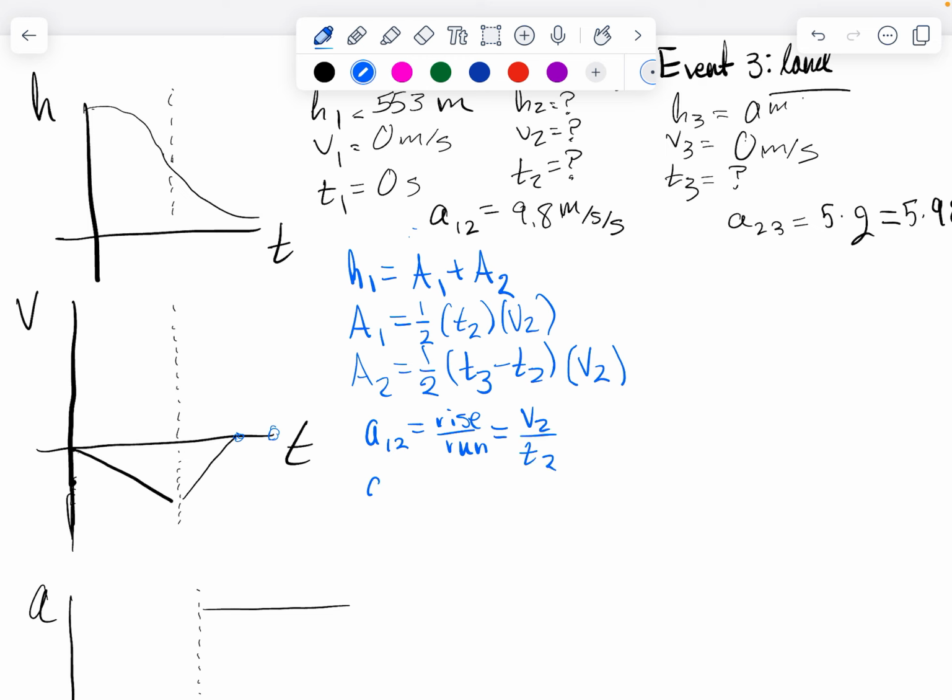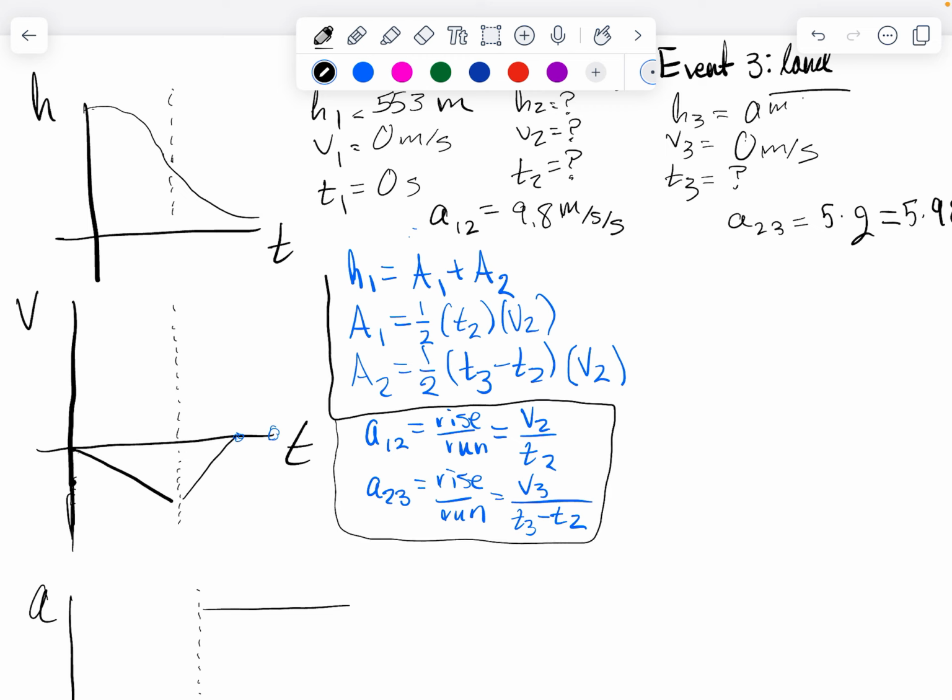Then A23, what do we got? Rise over run, slope, as we want. And this time it's going to be V3, but a little different. We're going to do the T3 minus T2 as this is the next half. Awesome. So we got some formulas. I like doing that, getting some out the way. Helps me really think about it better. I'm going to split them off in their respective areas.